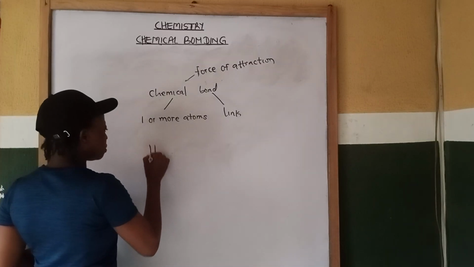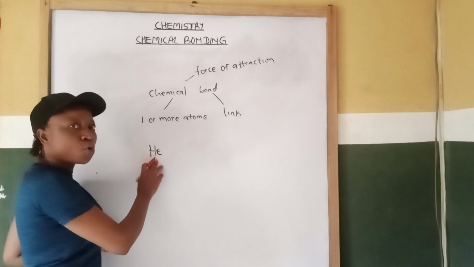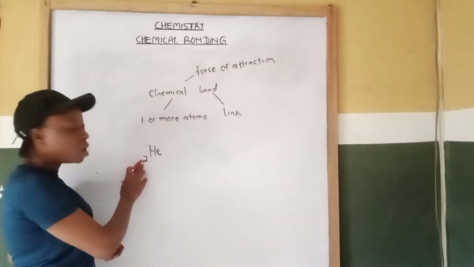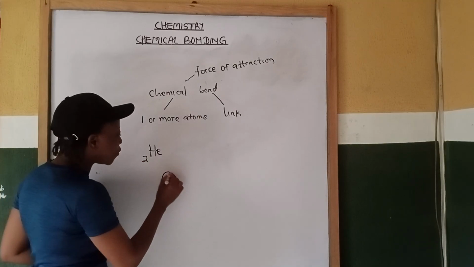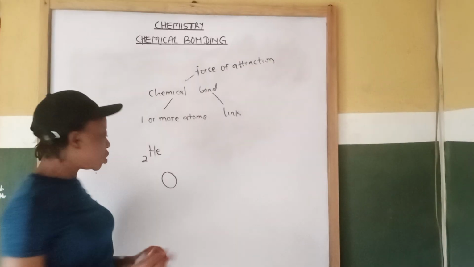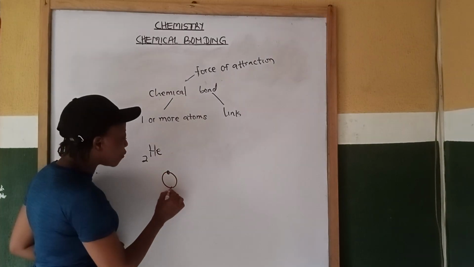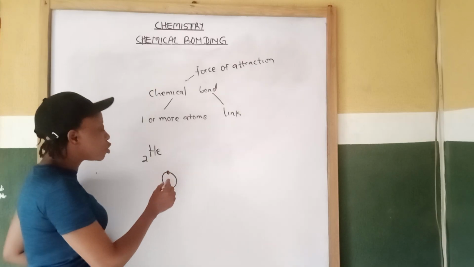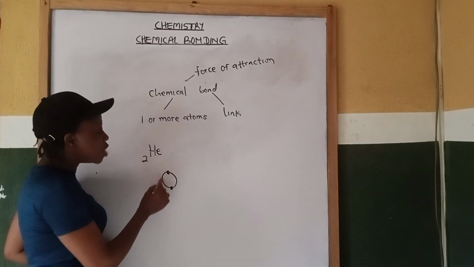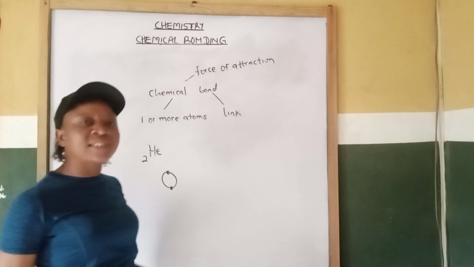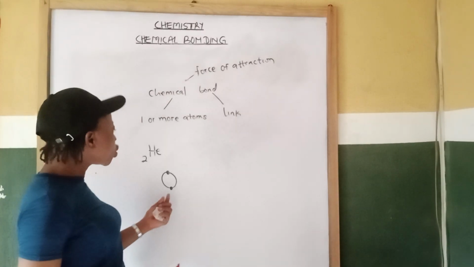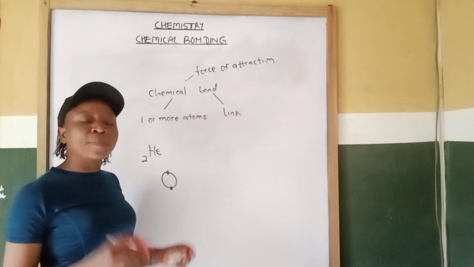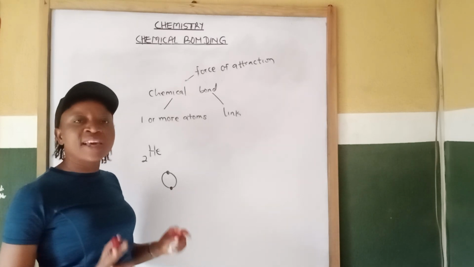An example is helium. Helium is a noble gas. The atomic number of helium is 2, so it has 2 electrons. If you draw the electronic configuration of helium, it has only one shell, which is the outermost shell. It completed this outermost shell with 2 electrons, which is called a duplet structure. So it is only helium that has a duplet structure.